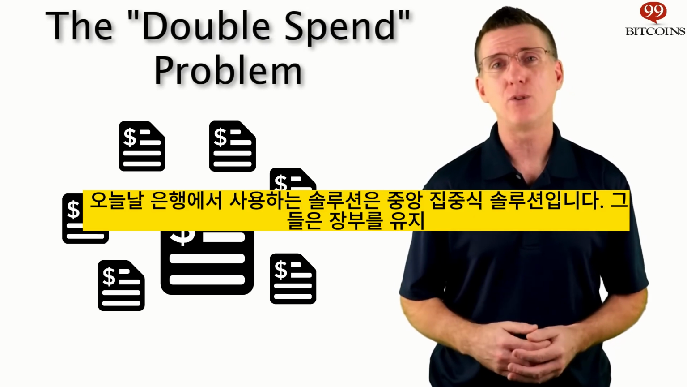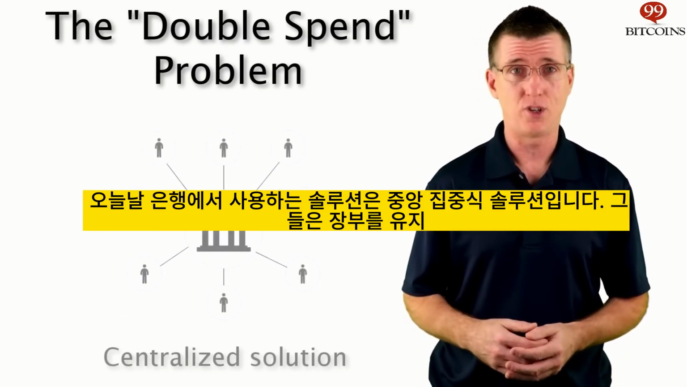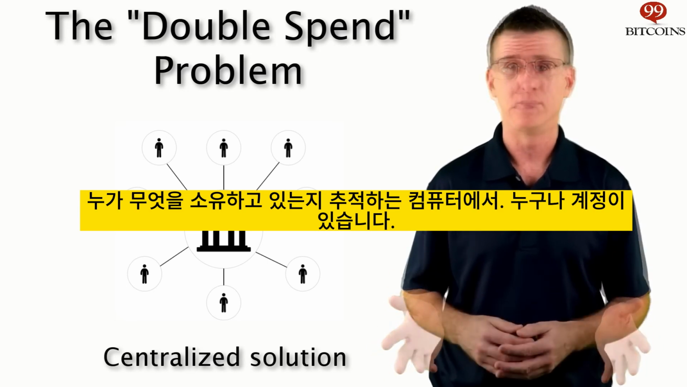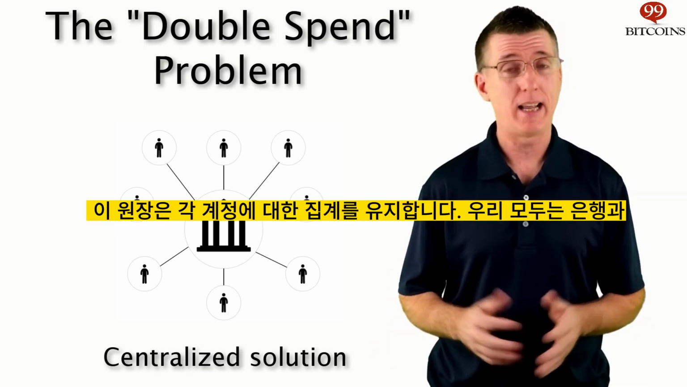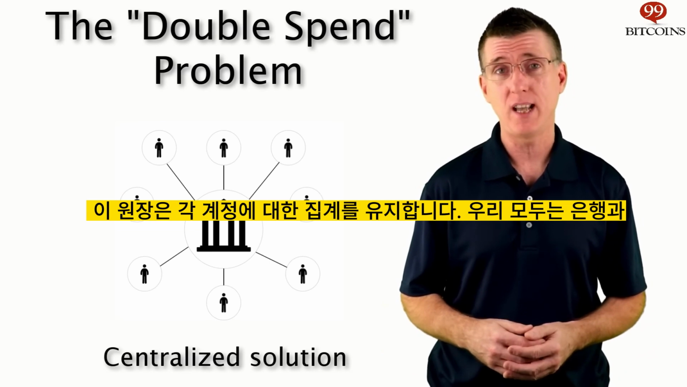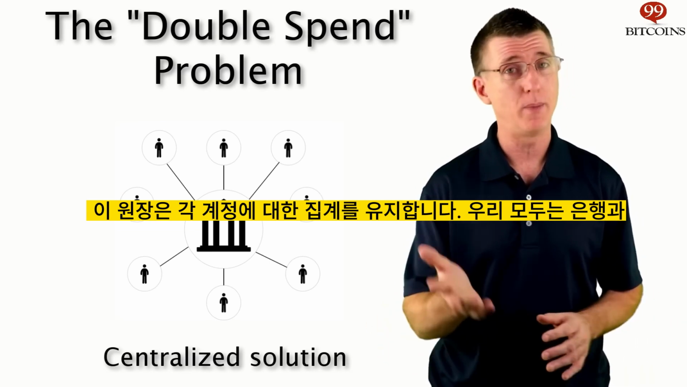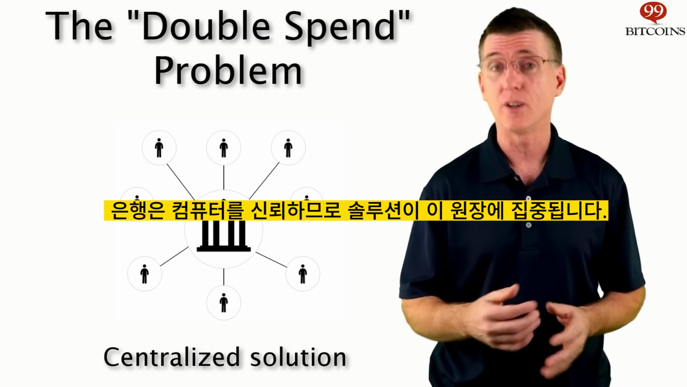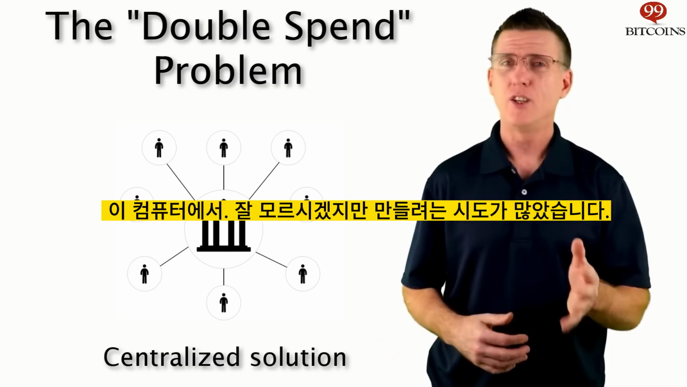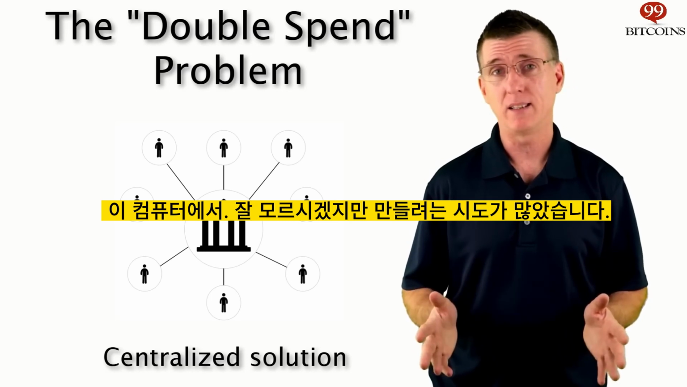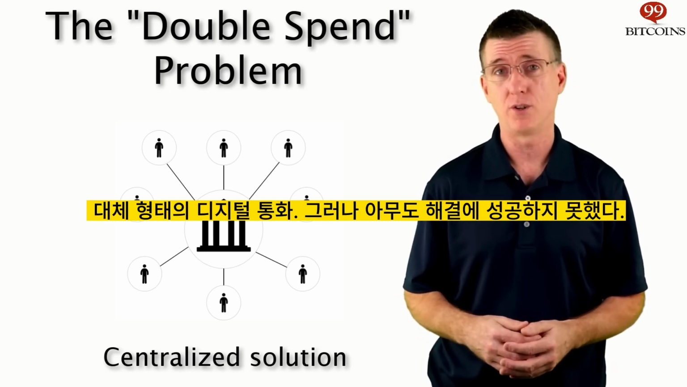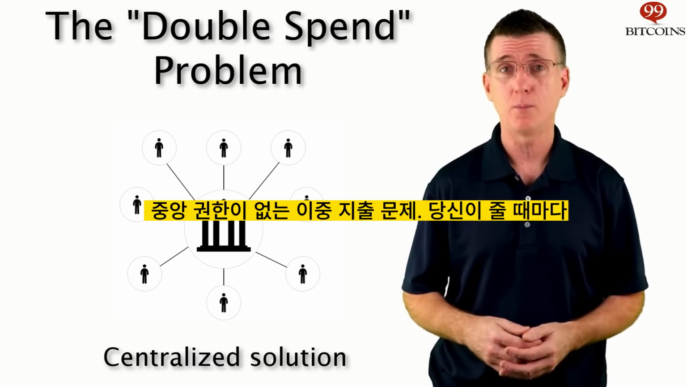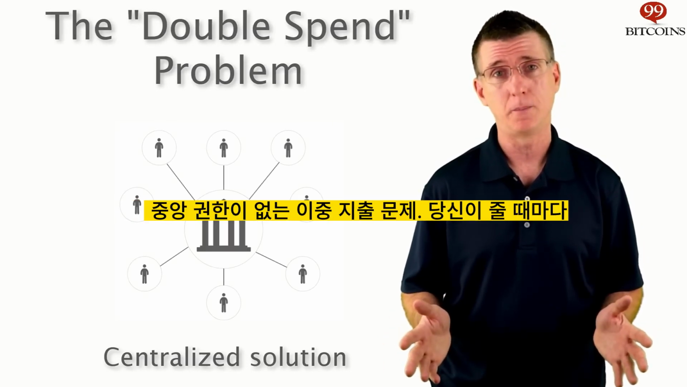The solution that banks use today is a centralized solution. They keep a ledger on their computer which keeps track of who owns what. Everyone has an account, and this ledger keeps a tally for each account. We all trust the bank, and the bank trusts their computer, and so the solution is centralized on this ledger in this computer. You may not know this, but there were many attempts to create alternative forms of digital currencies. However, none were successful in solving the double spend problem without a central authority.